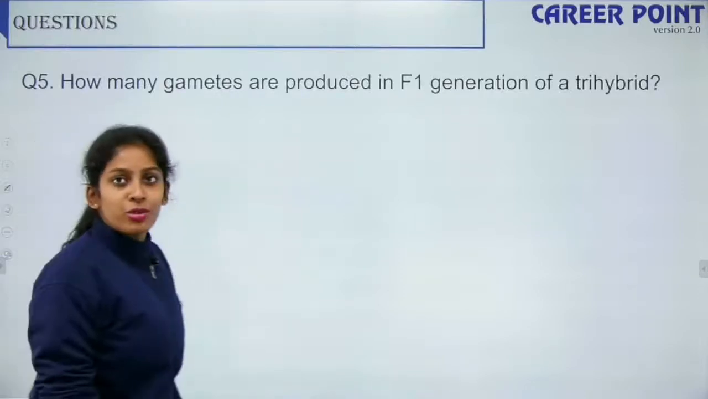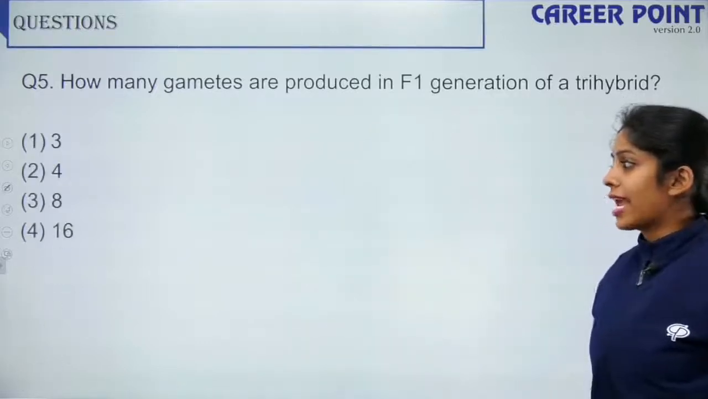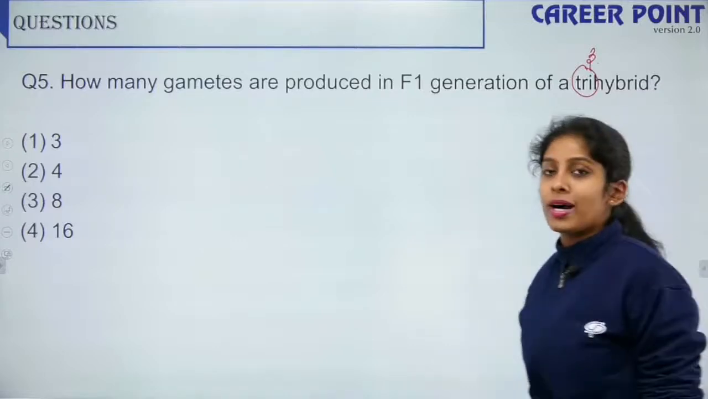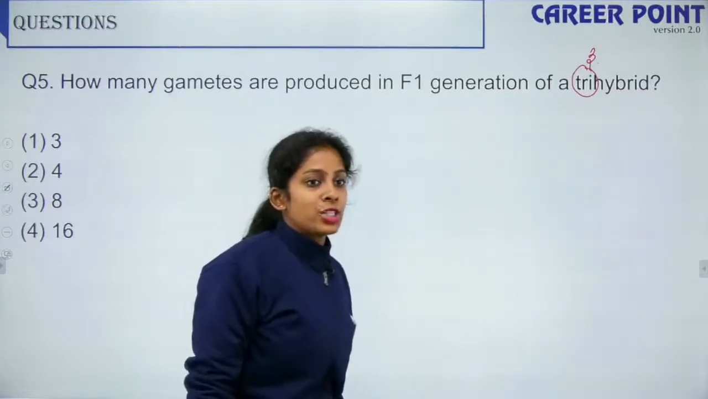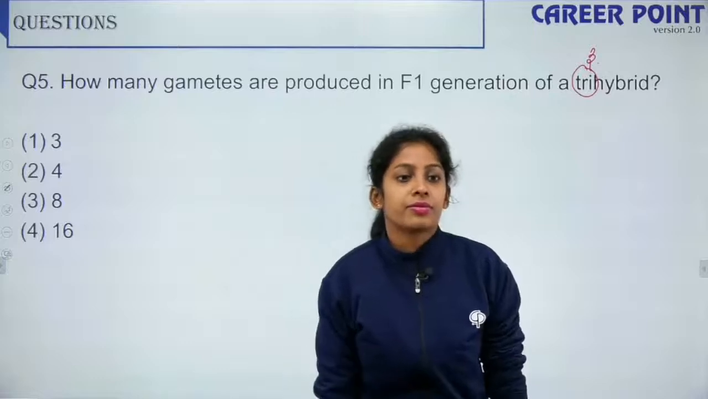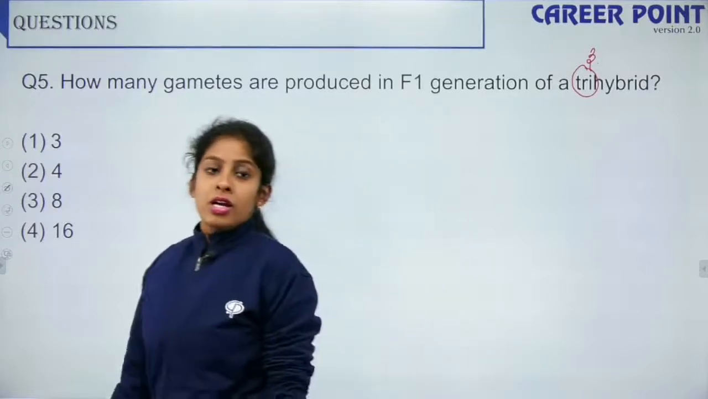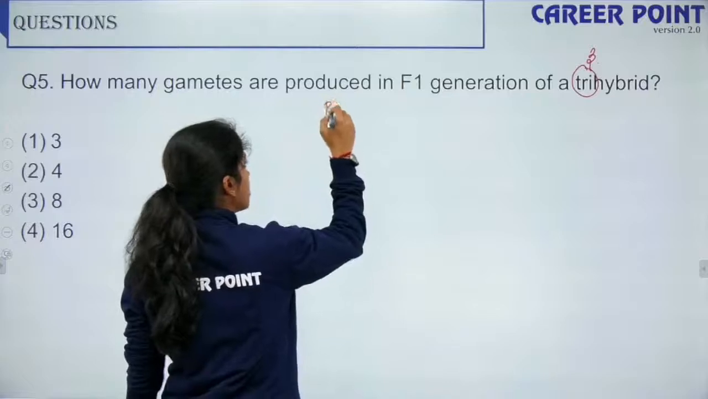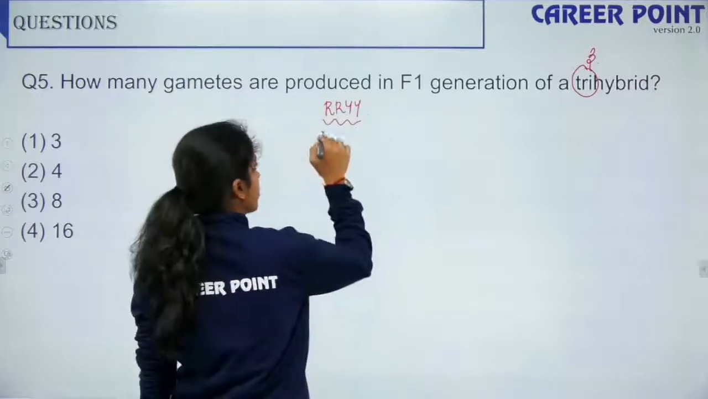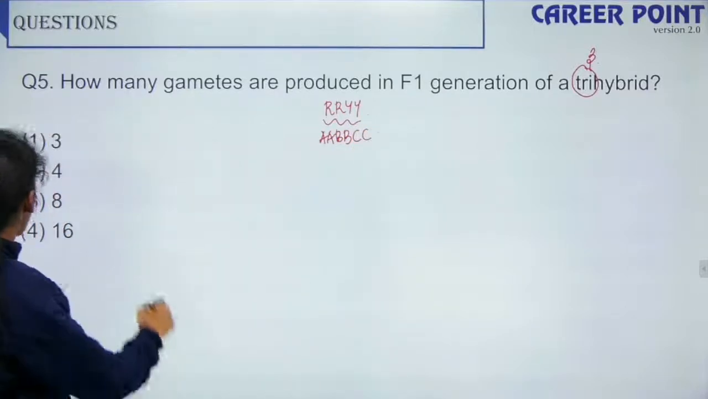How many gametes are produced in the F1 generation of a trihybrid? So the options are 3, 4, 8 and 16. Trihybrid, tri is 3, when I have 3 different characters which are controlled by 3 different genes. Yes, quick. So how many gametes will be formed in a trihybrid cross? Come on, so what would be the answer? For example, when we write capital R, capital Y, capital Y, this is dihybrid. Suppose I have trihybrid, it will be like this. So this is trihybrid. Yes, question 5, option 3, right?